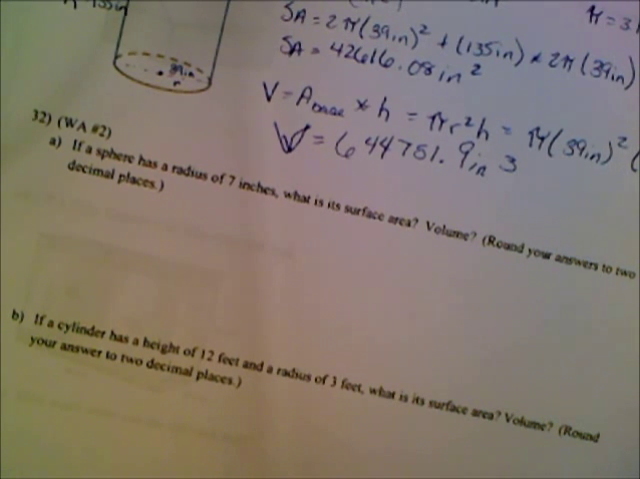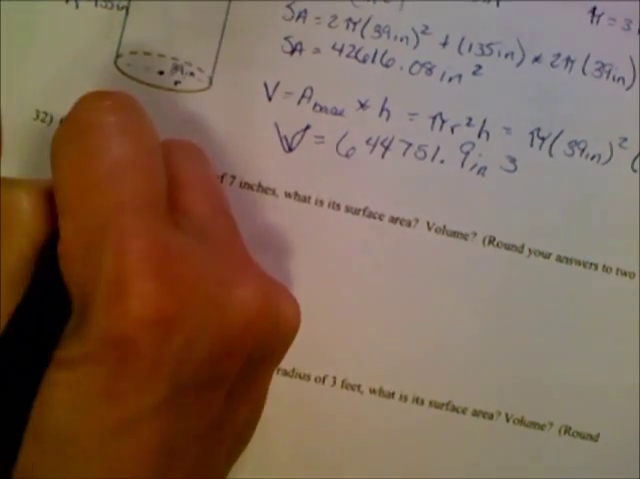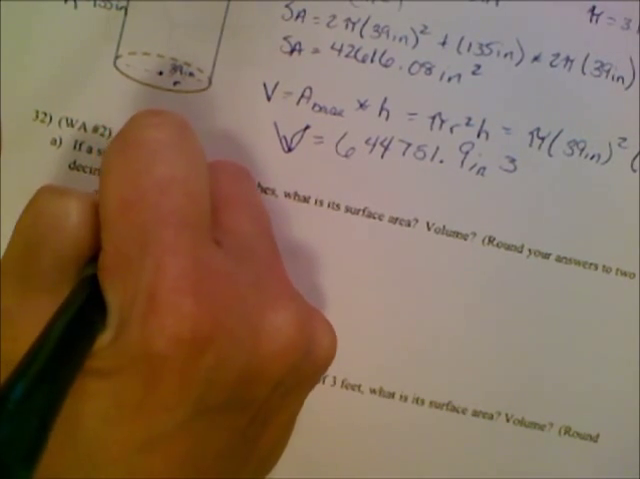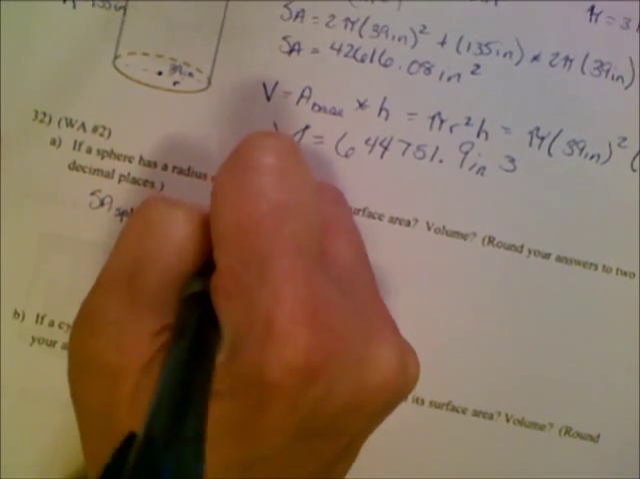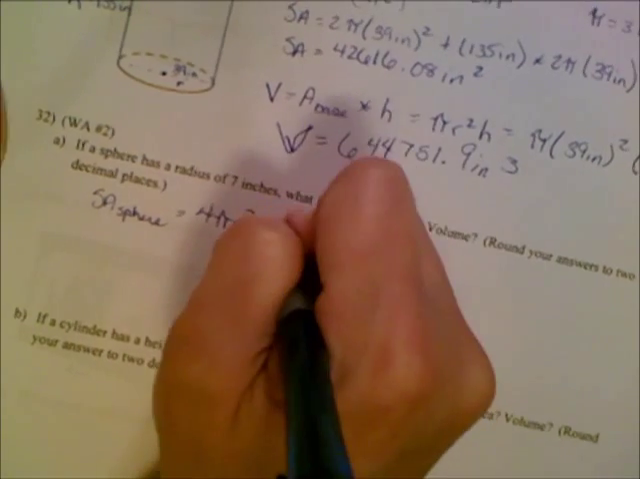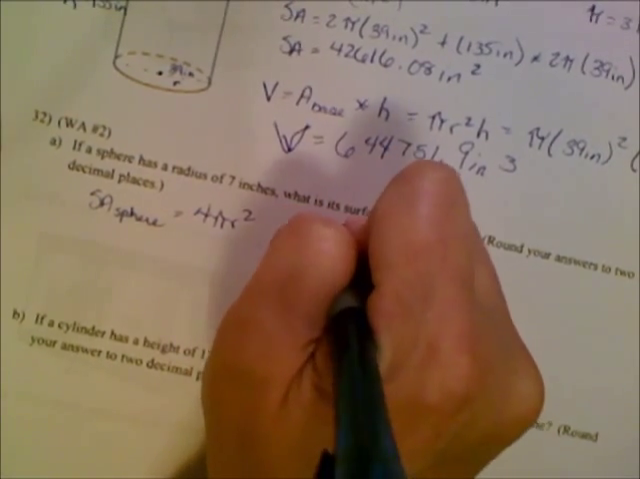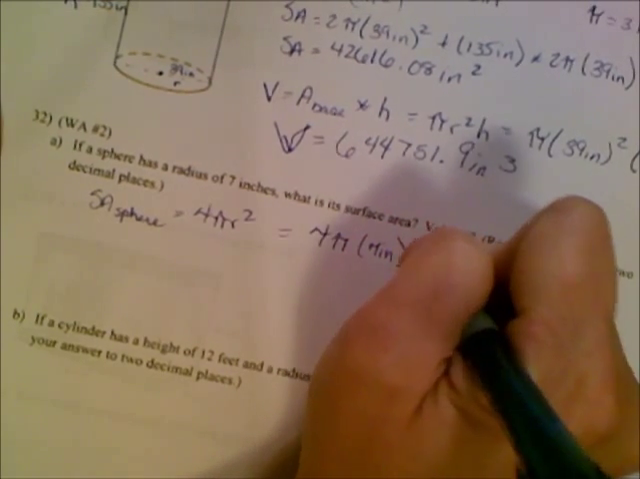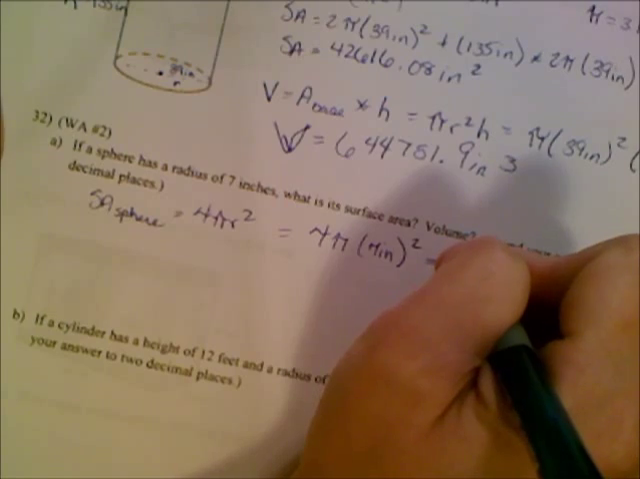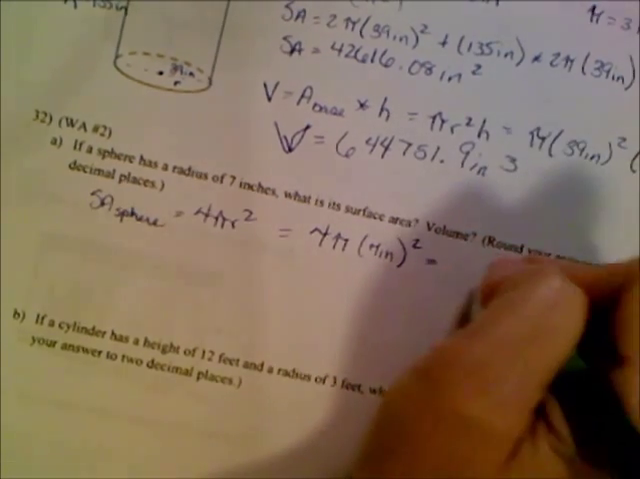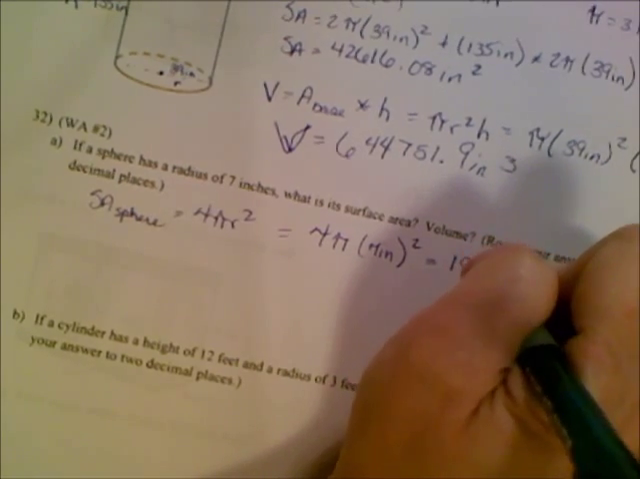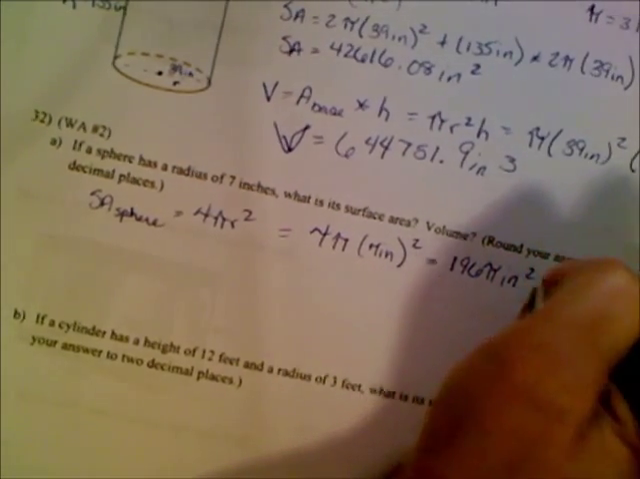Next, we have a sphere with radius 7 inches. What is the surface area? Well, the surface area of a sphere is 4 pi r squared. So our surface area is going to be 4 pi times 7 inches squared. And that gives us a surface area of, I would want your answer to be 196 pi inches squared.